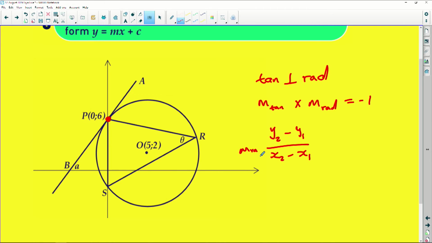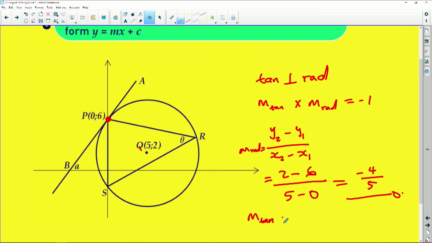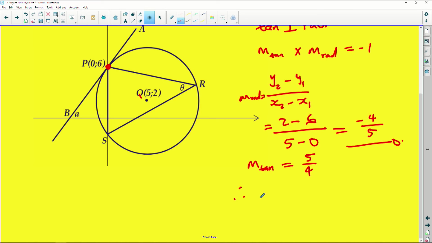So this is the m for the radius, and this is going to be equals to y2. I will take it as the coordinate of Q there, so it will be 2 minus 6 divided by 5 minus 0, which is equals to negative 4 divided by 5. So this will be my gradient of the radius. If this is the gradient of the radius, it means that the gradient of the tangent will be equals to a positive 5 over 4. That's number 1.